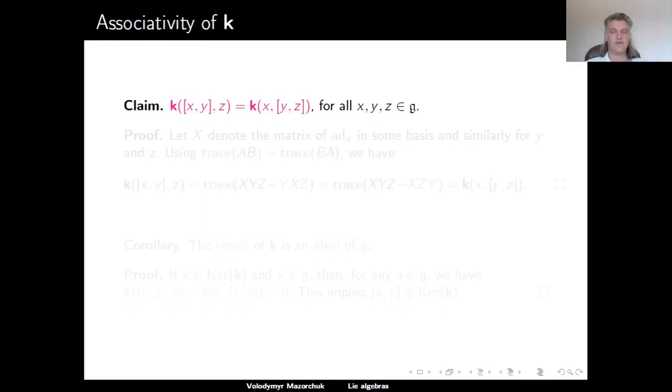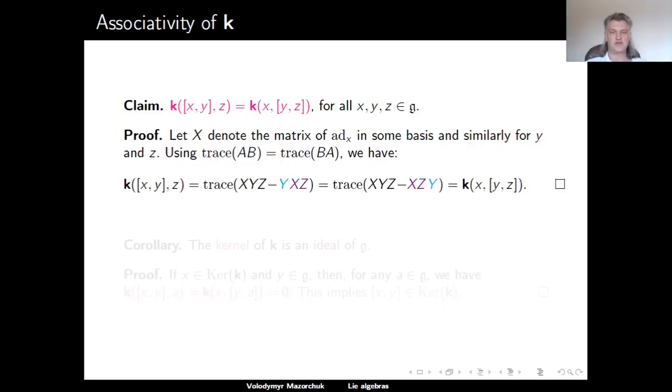We claim that for any elements x, y, and z from our Lie algebra G, the value of the Killing form evaluated at the bracket of x and y, and z equals the value of the Killing form evaluated at x and the bracket of y and z. Proof. Denote by capital X the matrix of the adjoint operator at x in some fixed basis of our algebra G. And similarly, denote by capital Y the matrix for the adjoint operator of y, and capital Z the matrix of the adjoint operator of z.